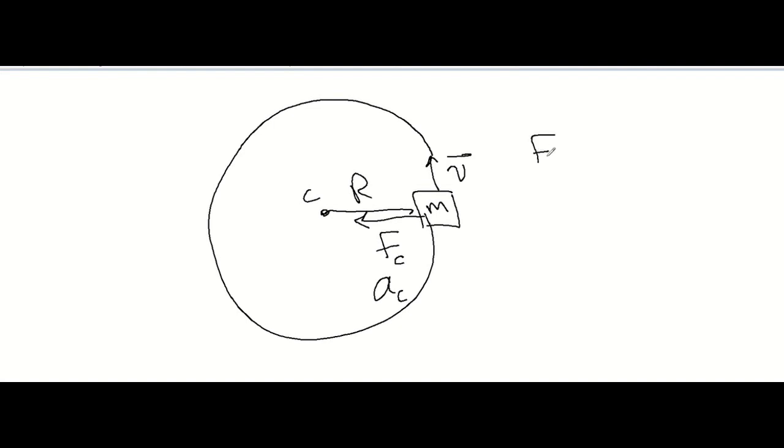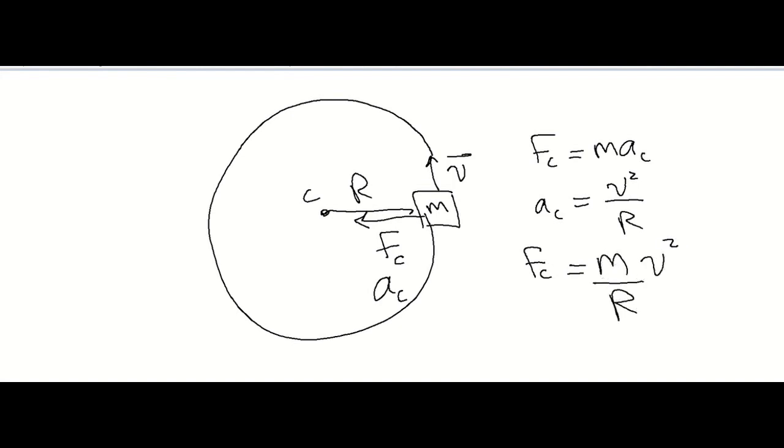Now we know that the centripetal force is equal to m a_c, where a_c is equal to v squared, the velocity of the object, over the radius of the path, which means that F_c equals the mass of the moving object times the velocity squared over the radius of the path. Now, if I plotted F_c on the y-axis and velocity squared on the x-axis, I'd expect to get a straight line. The slope of this straight line equals m over r.